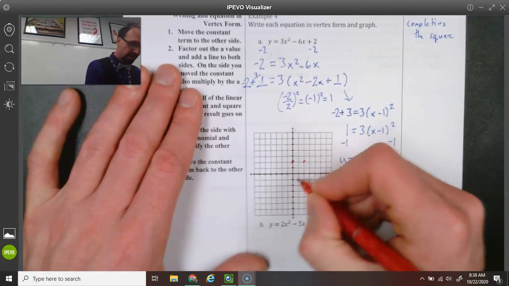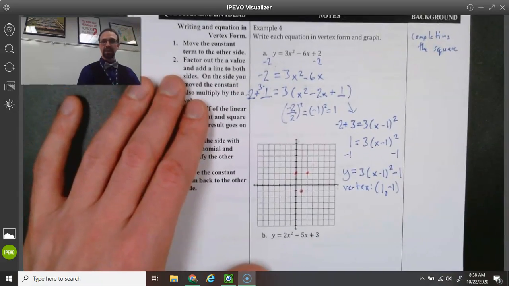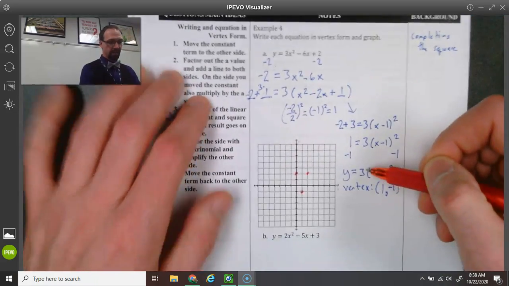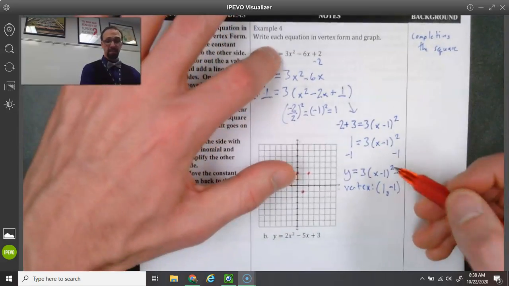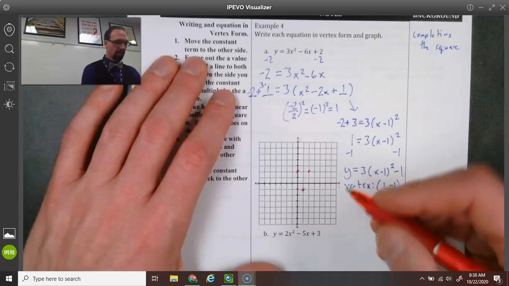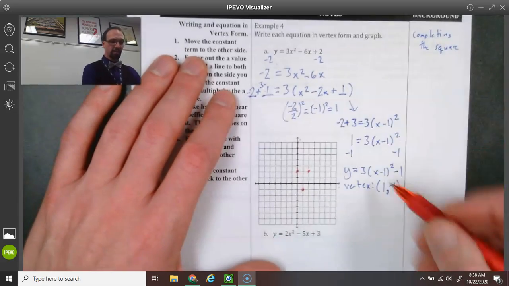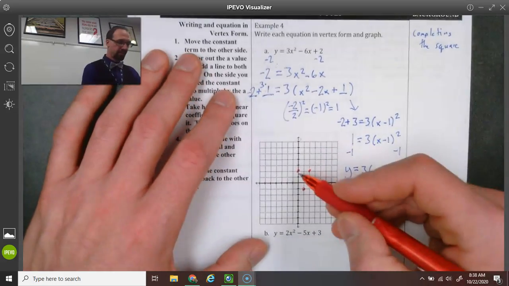Which should follow our vertical stretch idea, because notice your a value is the same in both. Your a value is 3 in both forms. These are the same equations, just represented in different forms. So with this one, we were able to quickly find our vertex.